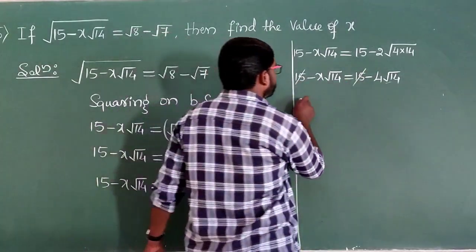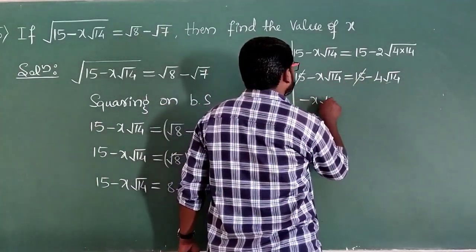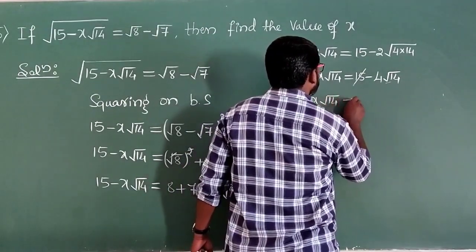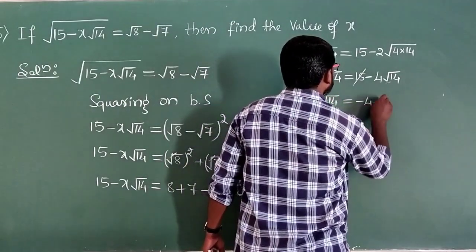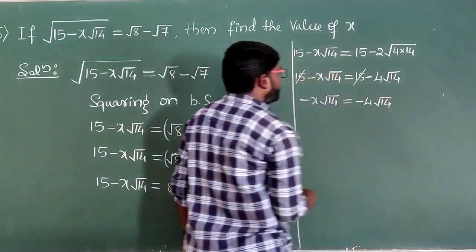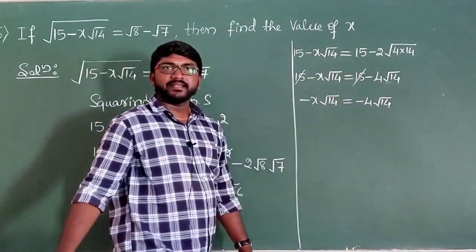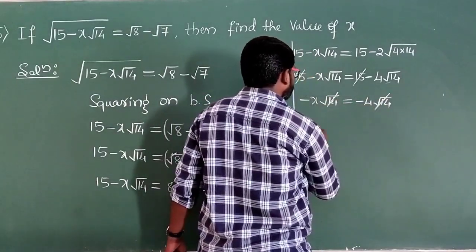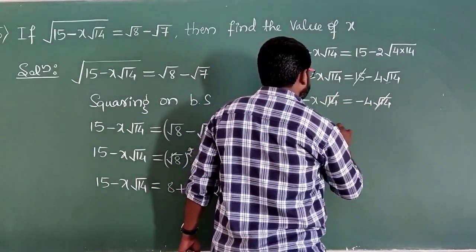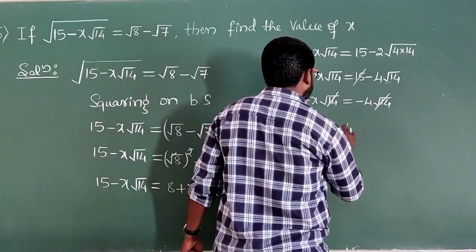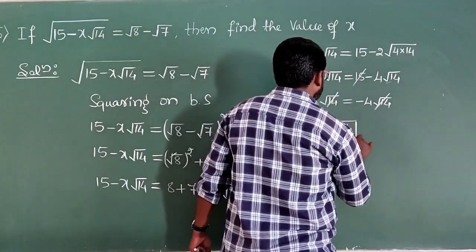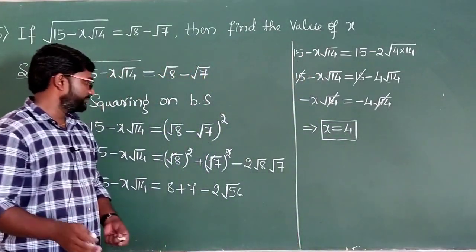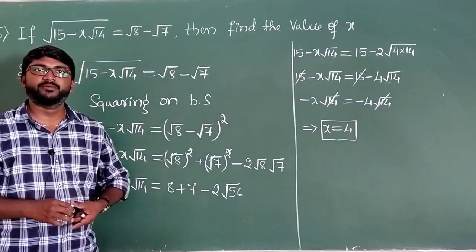Write the remaining term: minus x into root 14 equals minus 4 into root 14. Here minus and minus get cancelled, as well as root 14 and root 14 get cancelled. So this implies x equals 4. This is the required value of x. So this is all about the fifth problem.